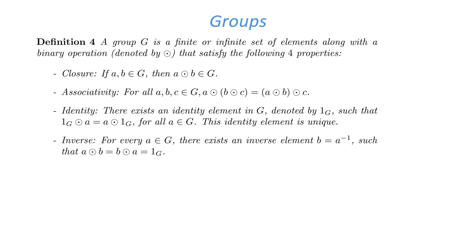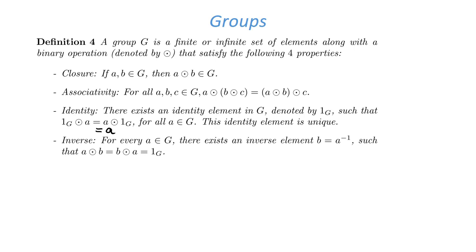The third property is that of identity. What that means is that there exists an identity element in G, denoted by 1, such that if I apply the group operation with the identity element to any element in the group, then the group element remains unchanged. Therefore, A group operation 1 is equal to 1 group operation A, which is equal to A. And furthermore, this identity element is unique.